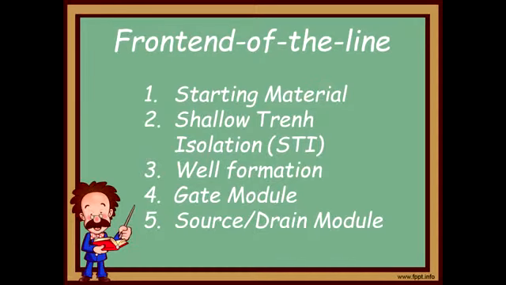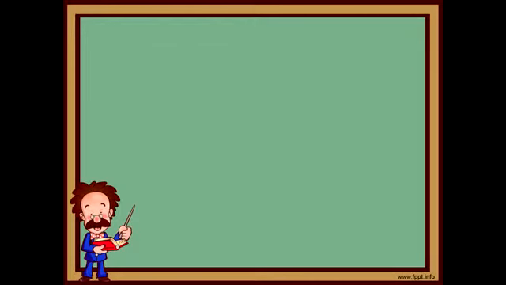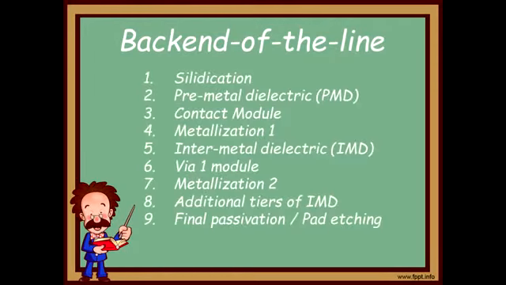So now, let us go to the back end of the line processes, or the next division of the overall process flow. Okay. So what are these back end of the line processes? So these are all the processes subsequent to source or drain formation.